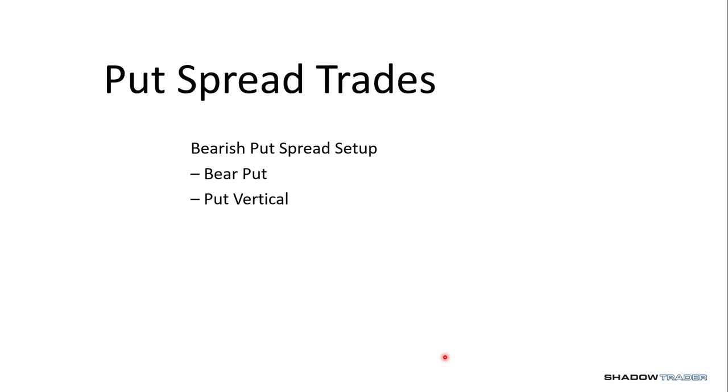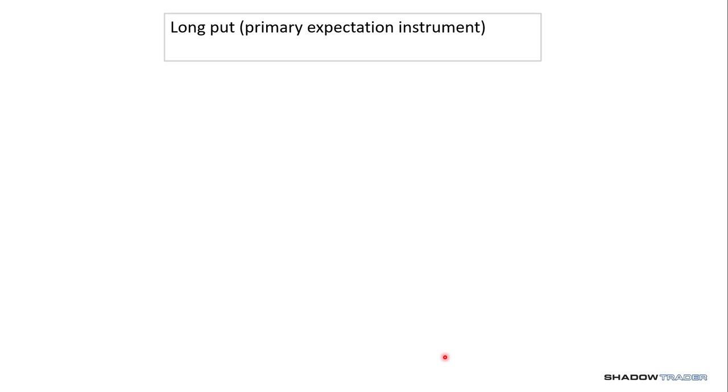Let's go on to the put side of the ledger. We've done the calls. The put side is about 90% the same. These are bearish types of trades. Expectation is for the underlying to drop in price. A bearish put spread setup is a bear put, or what's called a put vertical. Our primary instrument here is the long put. Our secondary option is the short put. It's a cost reduction and a limiting instrument that we use.